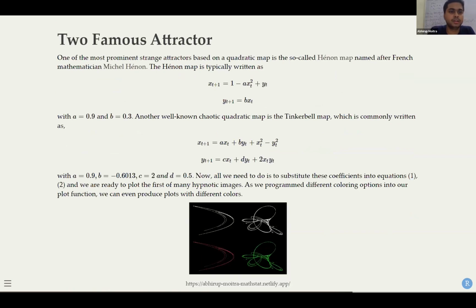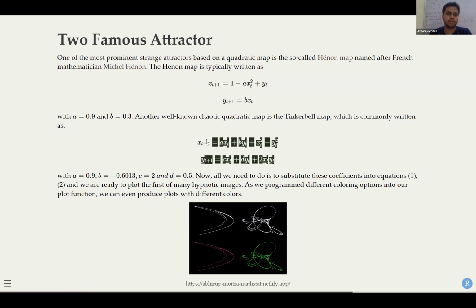And here come some two more famous attractors. One of the most prominent strange attractors based on a quadratic map is the so-called Hénon map. I guess it is pronounced Hénon, because this is the French pronunciation, and I can't pronounce French. Maybe whoever is quite familiar with French can correct me, but the idea is what is important. It is named after the French mathematician Michel Hénon. The Hénon map is typically written in this mathematical format, with the parameters, or coefficients, a equal to 0.9 and b equal to 0.3 respectively. Another well-known chaotic quadratic map is the Tinkerbell map.